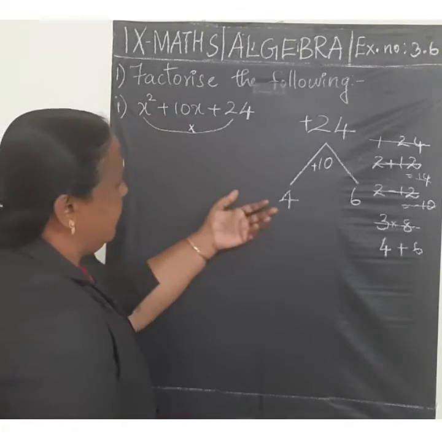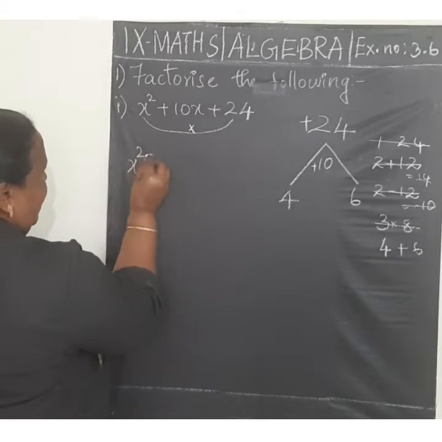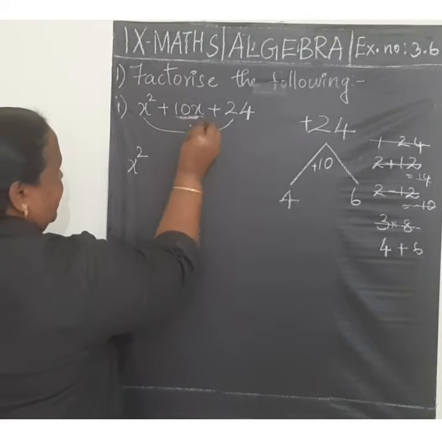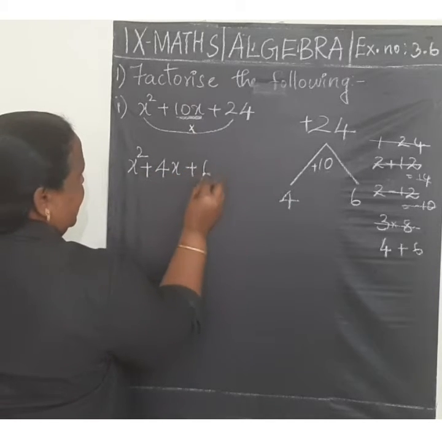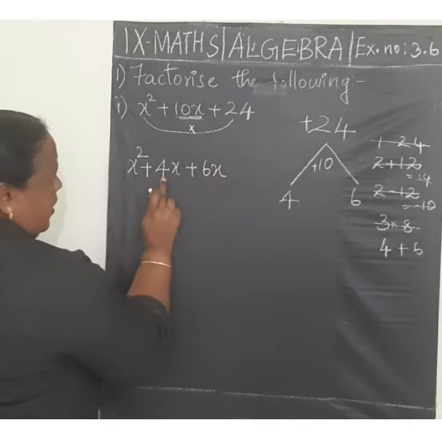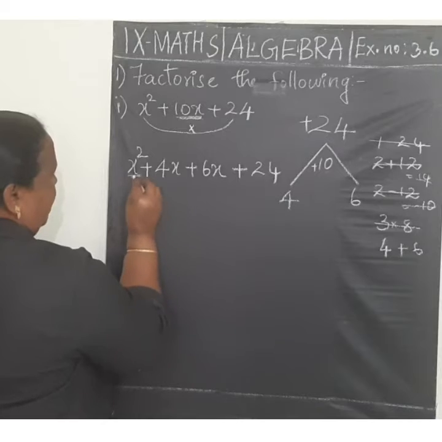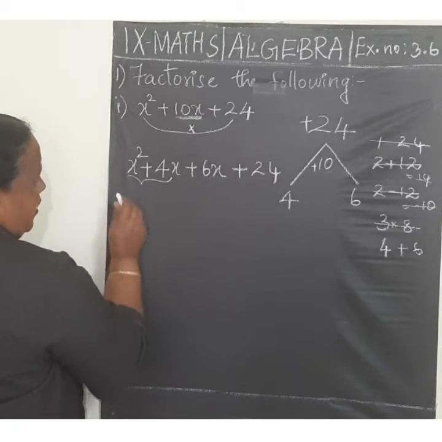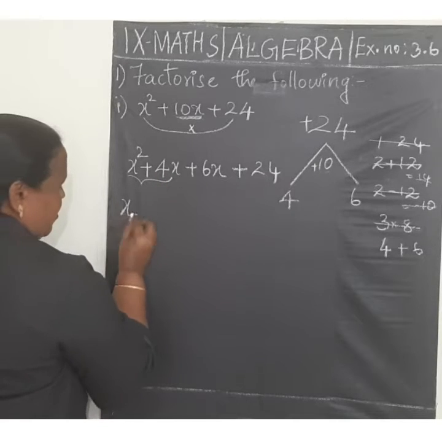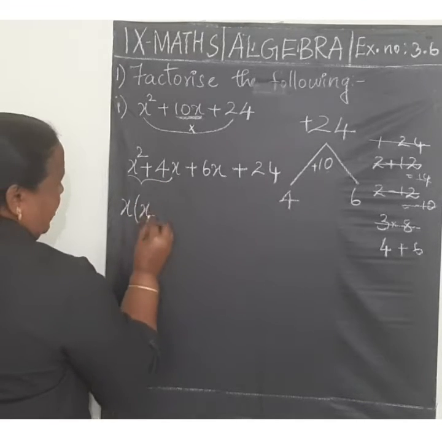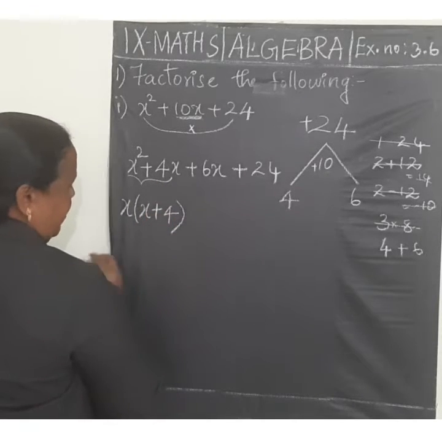Now what we have to do is split this 10x and write it like this: x squared plus 4x plus 6x plus 24. Now we take the first two terms, x squared plus 4x. In this, x is common, so we take x outside, and the remaining is x plus 4.